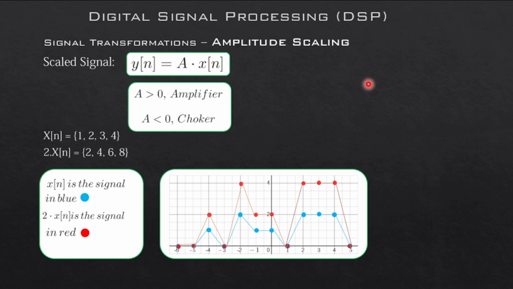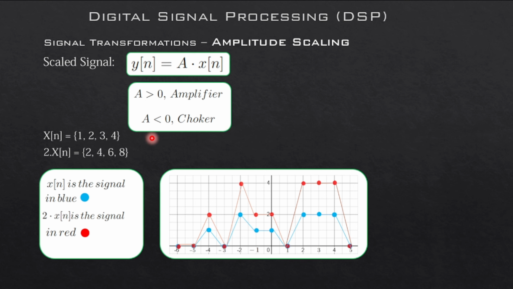Meanwhile, when a is less than 1, you are distributing the time over a larger span. You are taking a fraction of the time, so you get a time expansion. Now, amplitude scaling: y[n] is equal to a times x[n]. For a greater than 0, you get an amplifier. For a less than 0, you get a choker or an inhibitor of the signal. It decreases the signal.